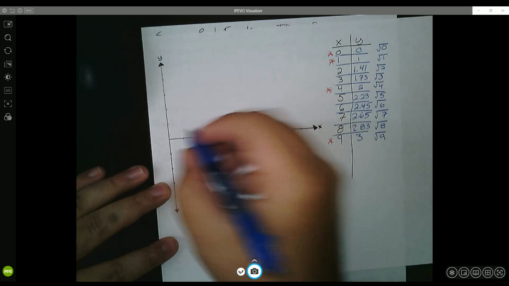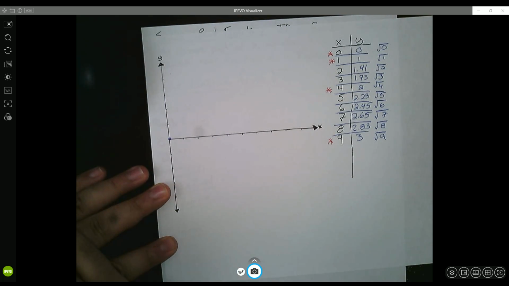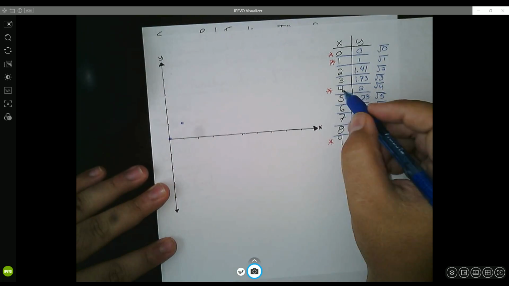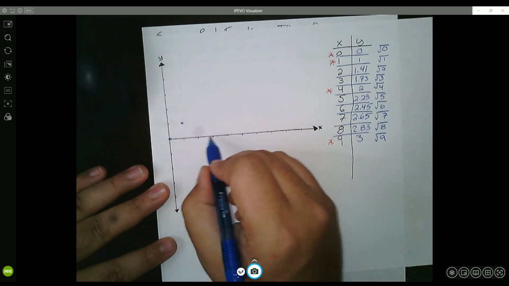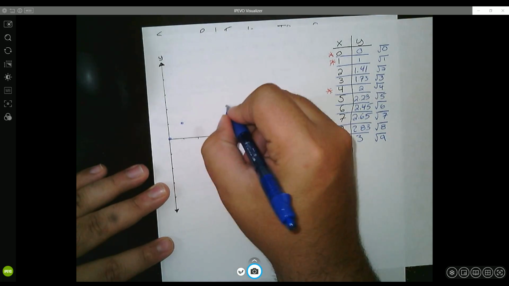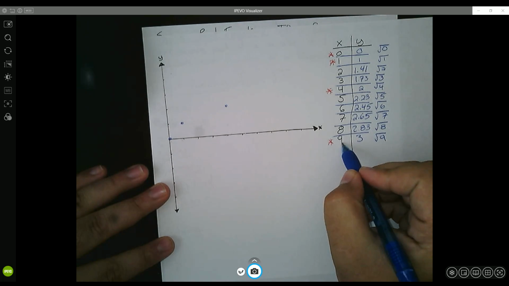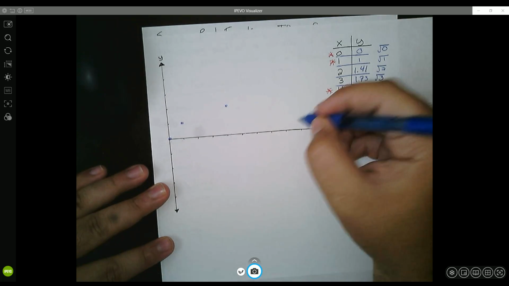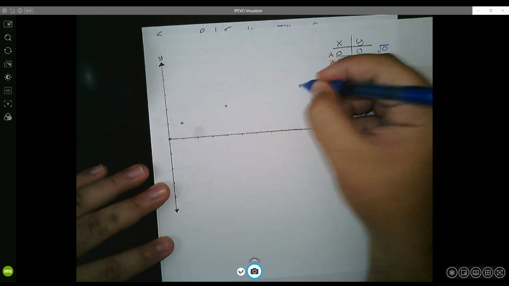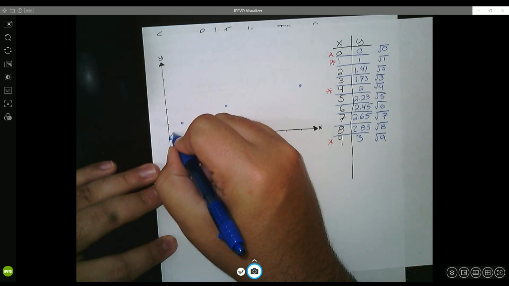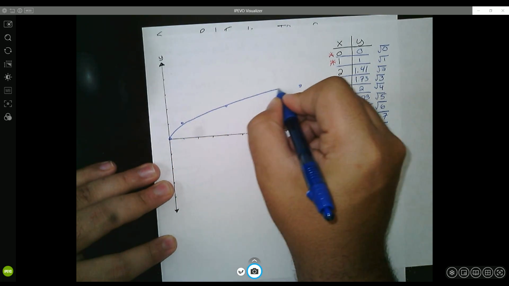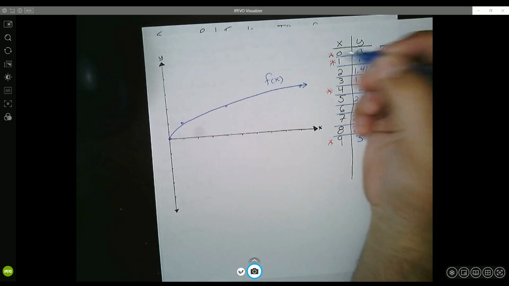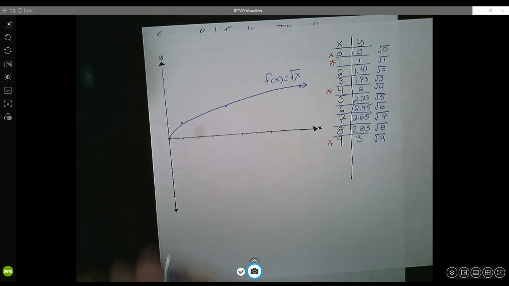For 0, we have 0, 0. That's our first coordinate point. We have 1. So for 1, we have 1, 1. Then our next one is at 4. So at 1, 2, 3, 4, and y is 2. We should be somewhere right here. And our last one is 9, and its y value is 3. So 1, 2, 3, 4, 5, 6, 7, 8, 9, and then 1, 2, 3. So it should look something like this when we graph it. And this is f of x is equal to the square root of x. So this is how our graph will look.